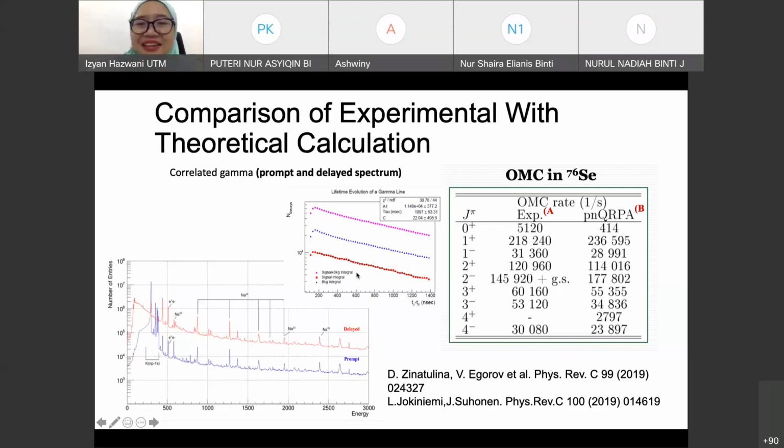We also make some calculations using theoretical pnQRPA, and what we can conclude here is that the value is almost around 10 to 20% different. This is for the 1 minus state, 2 plus state and 2 minus state. So this is the outcome from the prompt and delayed measurement that have been observed on beam.